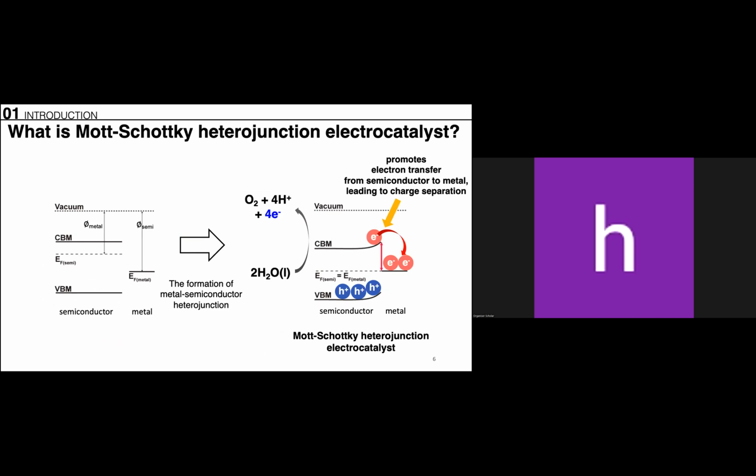In general, a metal and a semiconductor are connected to each other. Charge transfer occurs because of the difference in Fermi levels of the two materials, until the two materials are aligned at the equilibrium state. After that, an energy barrier is formed, and it is really helpful for charge separation. It can promote electron transfer from the semiconductor to the metal. So we took advantage of the multi-Schottky heterojunction electrocatalyst to produce our catalyst system.